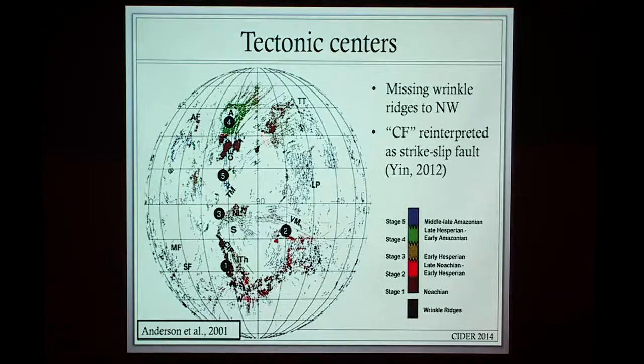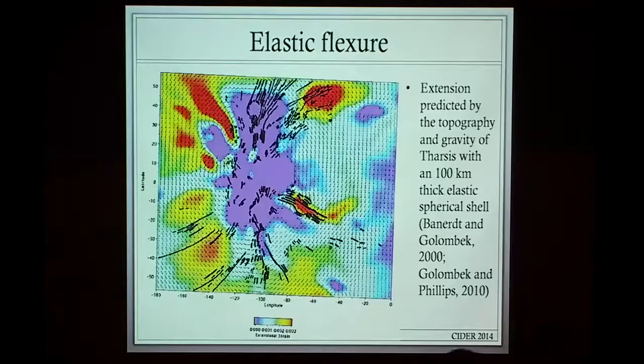Now, the topography of Tharsis is huge, and it's centered about there. So people have done some model of elastic flexure, just saying we have this pile of volcanoes, thickened crust on top of a spherical shell, which in this case would be 100 kilometers thick, and they calculated what would be the strain. The direction of the strain is, of course, by the little bars. The magnitude of the strain is by the colors that you see there.